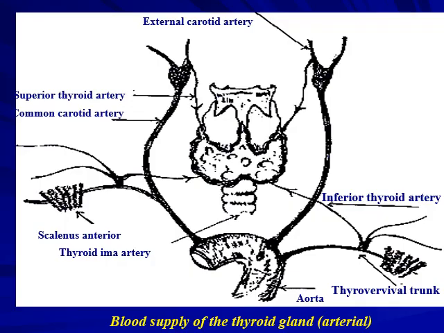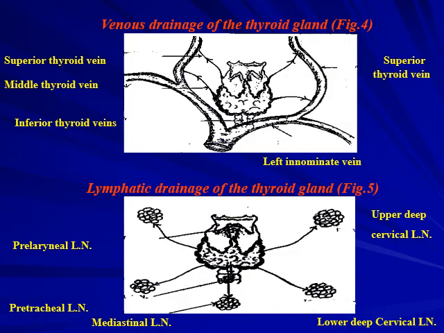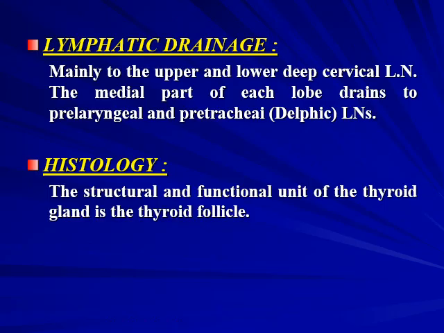This is a diagram showing the arterial supply. This diagram shows the venous drainage and the lymphatic drainage of the thyroid gland. Regarding the lymphatic drainage, the thyroid gland drains into the upper and lower deep cervical lymph nodes. The medial part of each lobe drains into the central group of lymph nodes, which are the prelaryngeal lymph node. This is called Poirier's lymph node, and the pretracheal lymph node. This is called Delphian lymph node.